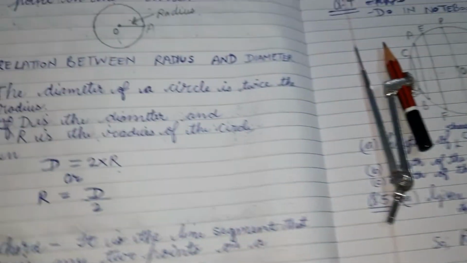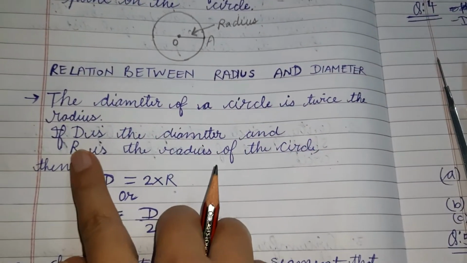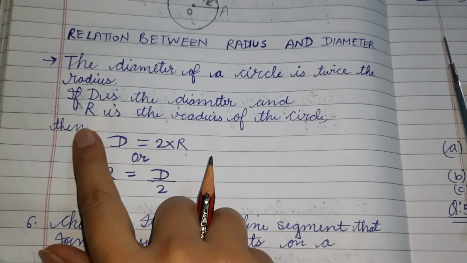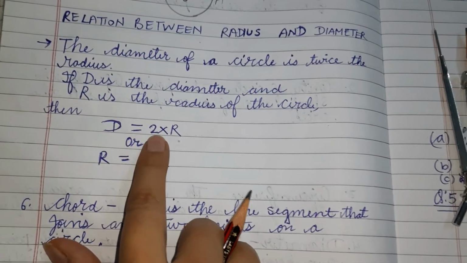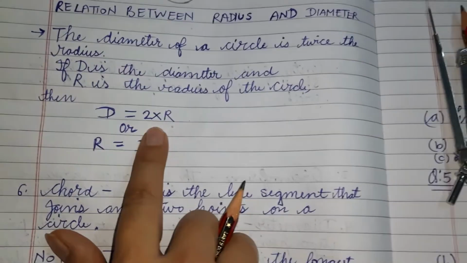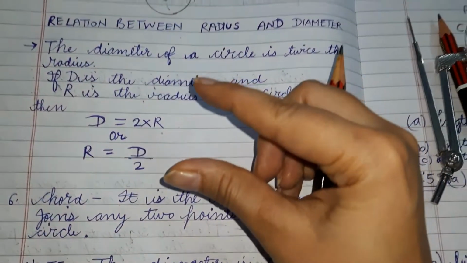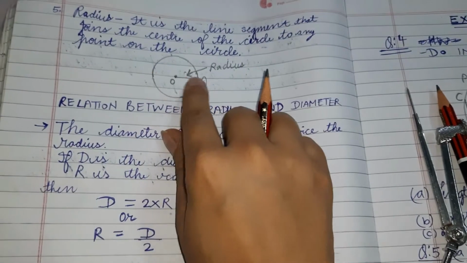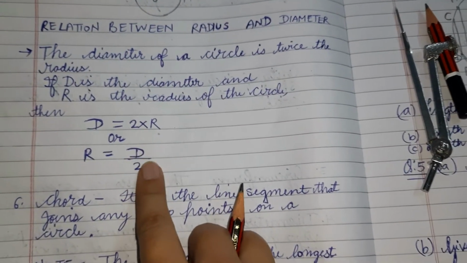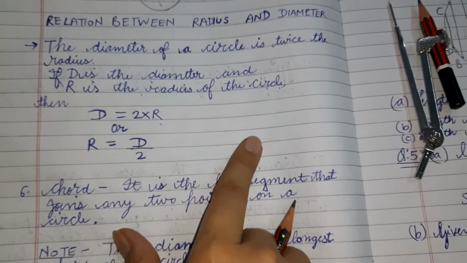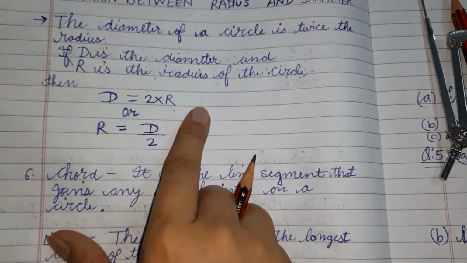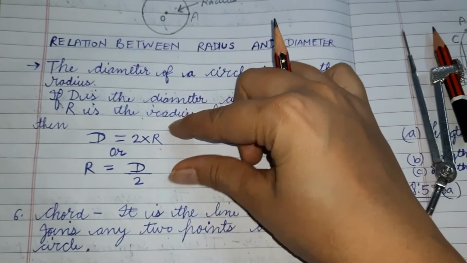Okay, so if d is the diameter and r is the radius of the circle, then we can say that d is equal to 2 times r, that is, twice the radius. Diameter is equal to twice the radius, or we can say that the radius is half of the diameter, that is d by 2, or 1 upon 2 into d. So radius is half of diameter, or diameter is twice the radius. So this is the relation between diameter and radius.